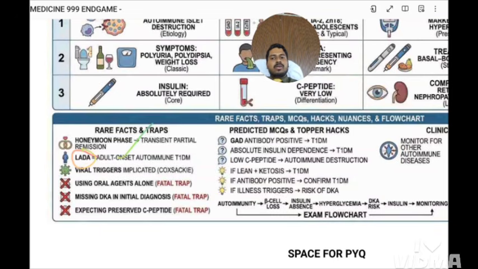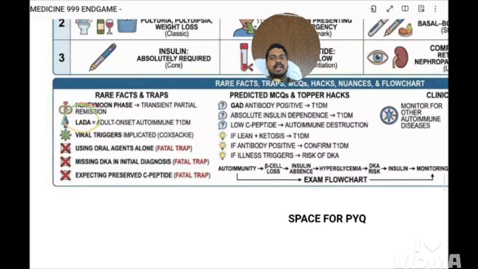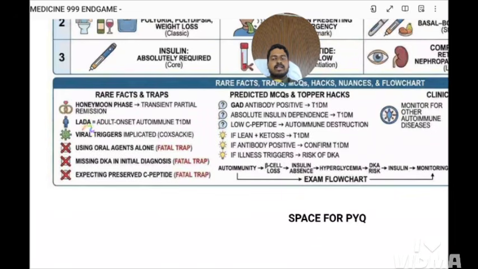Then there is adult onset autoimmune type 1 diabetes, which is known as LADA. LADA means latent autoimmune diabetes in adults. Okay, so this is one counterpart of type 1 diabetes mellitus, which occurs in young adults. There can be viral triggers also. Some infections like Coxsackie, which causes pancreatitis, and mumps virus can also lead to type 1 diabetes mellitus. Next, oral agents alone have no role in type 1 diabetes.